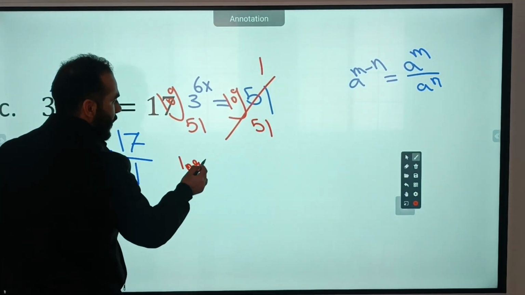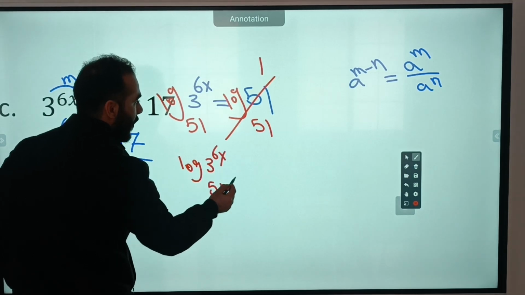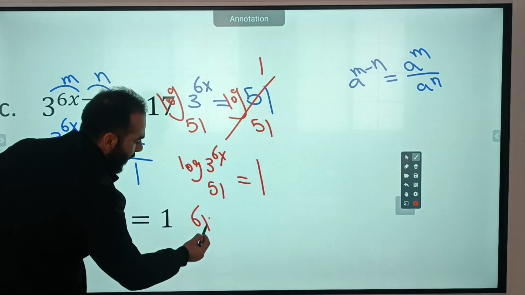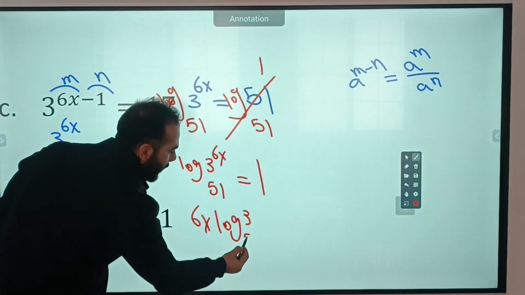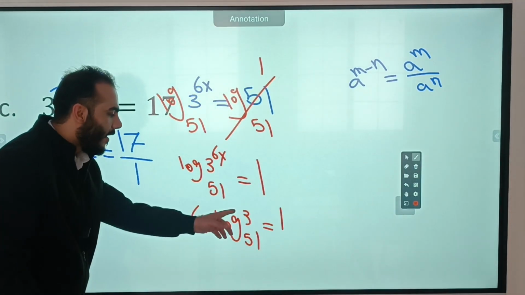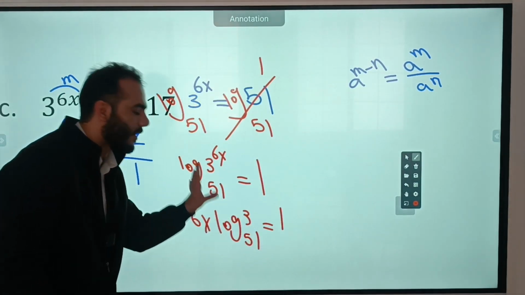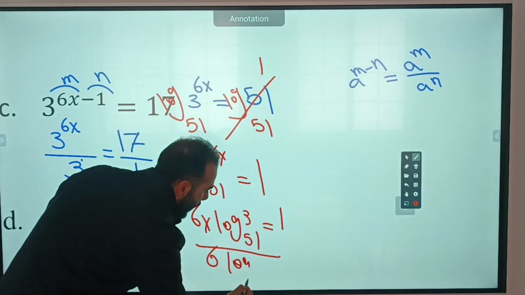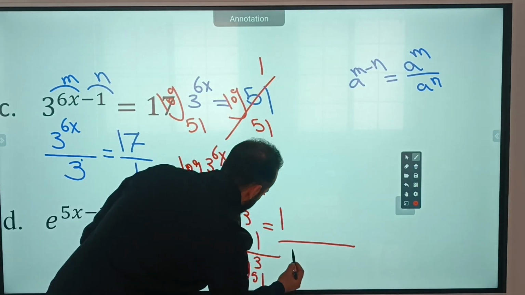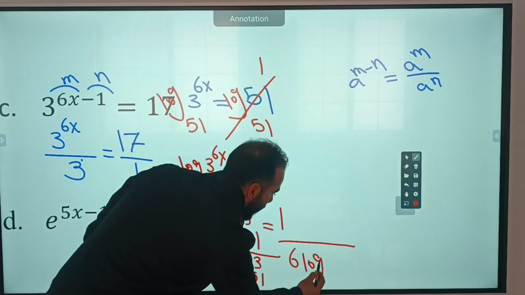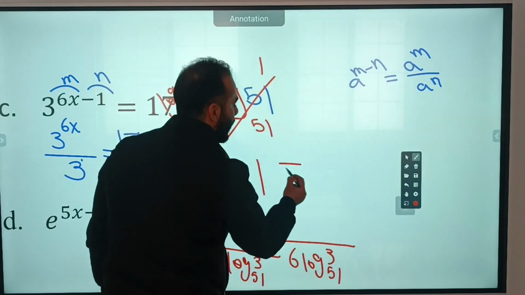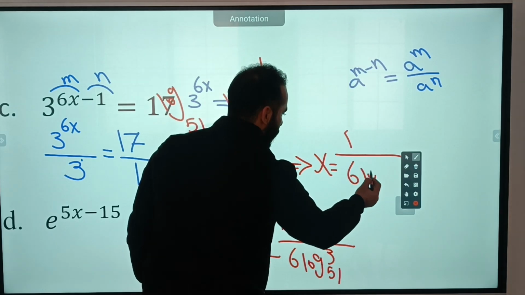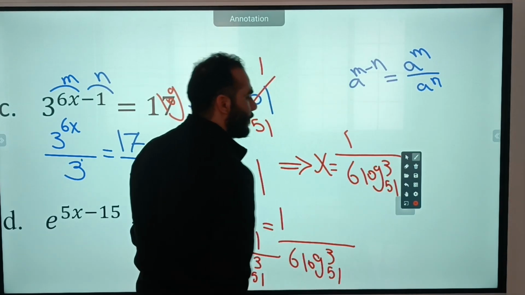Now log of 3 powered by 6x base 51 equals 1. The 6x can come in front of the log. So it's going to become 6x log 3 base 51 equals 1. Divide both sides by whatever is with x. What do I have with x? I have 6 and log 3 base 51. So finally the answer is x equals 1 over 6 log 3 base 51.